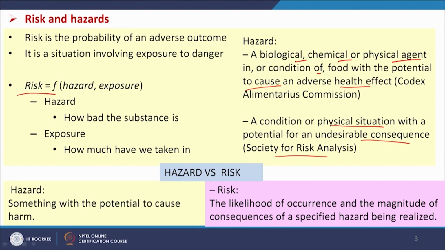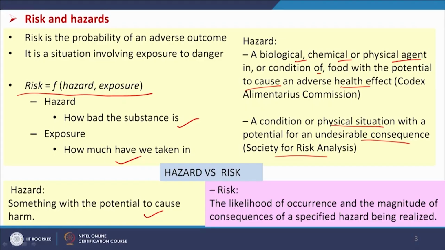Risk is a function of hazard and exposure. Hazard means how bad the substance is, and exposure is how much we have taken in. So, these two factors, one hazard and the other exposure, decide the actual risk. Hazard is something with the potential to cause harm, and risk is the likelihood of occurrence and the magnitude of consequences of a specified hazard being realized. So, this is risk and hazard by definition.